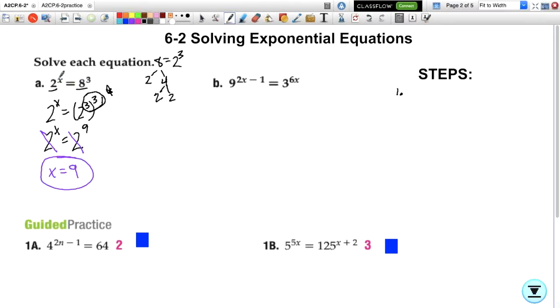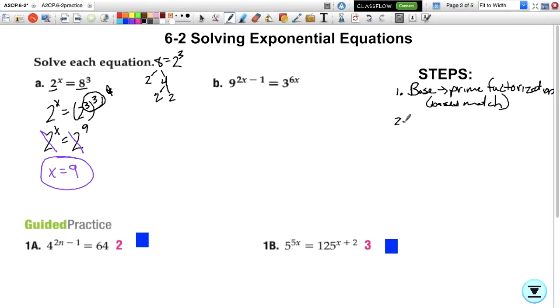Once you've identified that, yes, I have a variable in the exponent, I need to figure that out, what you're going to do is take each base and find its prime factorization. Now, for all the examples you're going to be seeing, they're all going to factor nicely and the bases will match, okay? So you want to get your bases to match. Now, once you've done that, that's this step right here.